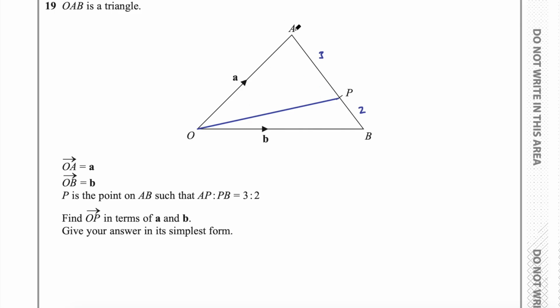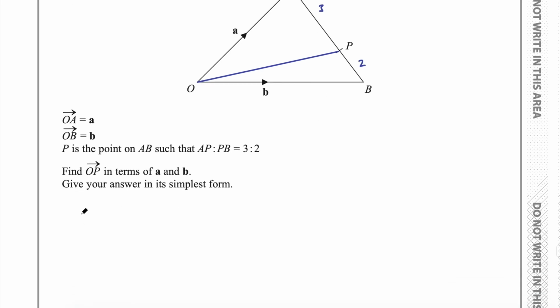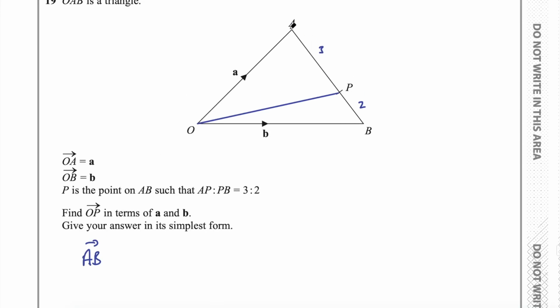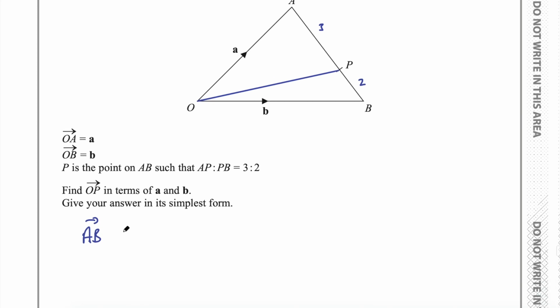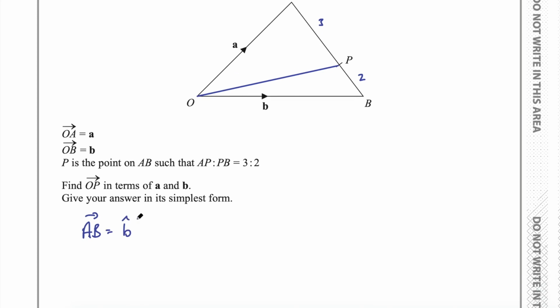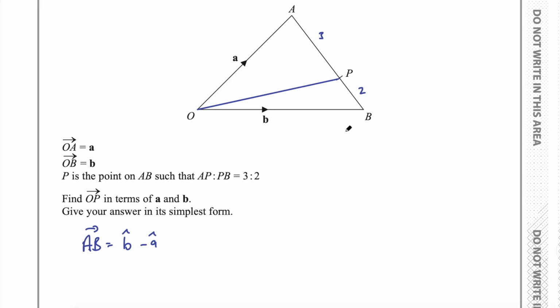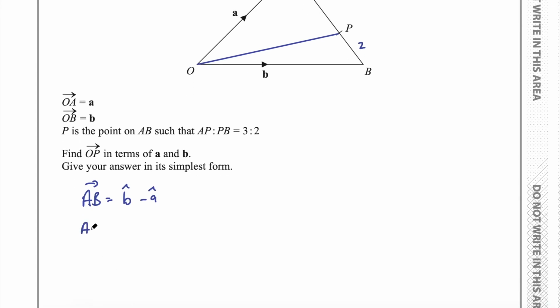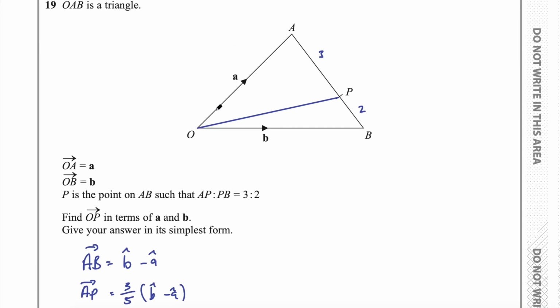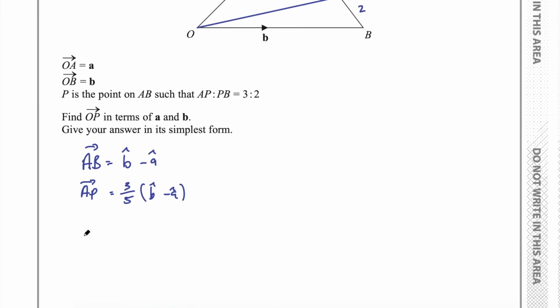In order to find AP, I need AB. So that's the first thing I'm going to figure out. So AB could be written as, well, I'm trying to get from A to B, so I could go negative A plus B, or another way of writing that is B, the vector B, take A. And so if AB is B take A, then AP will be 3/5 of that. So AP is going to be 3/5 of B take A. And then OP, you can see, will be A plus AP. So OP is going to be A plus 3/5 B take A.